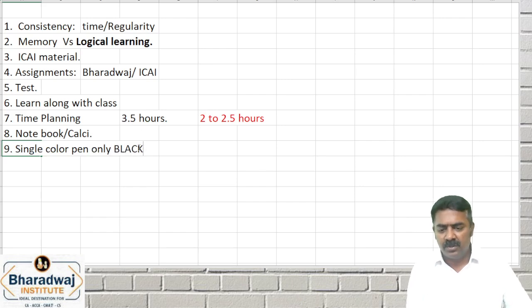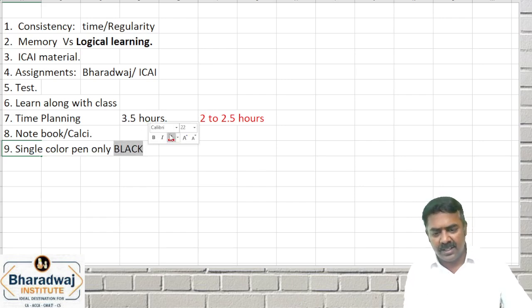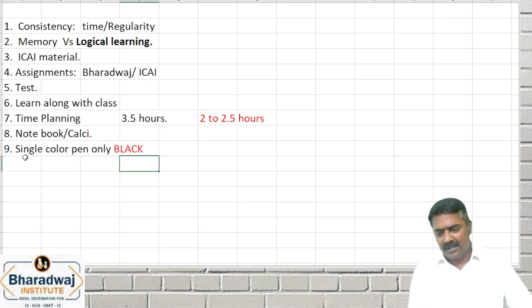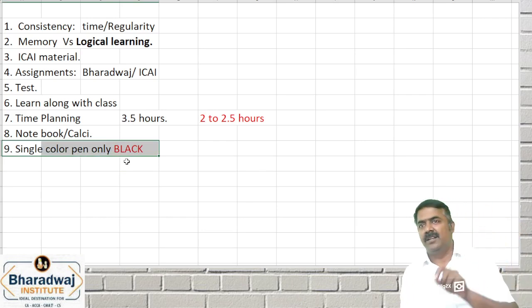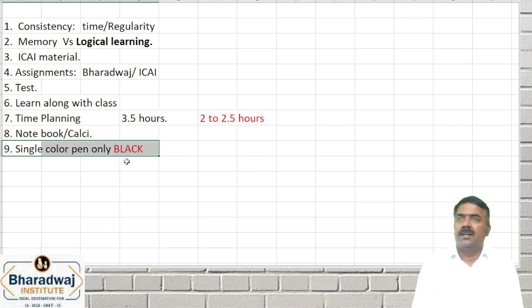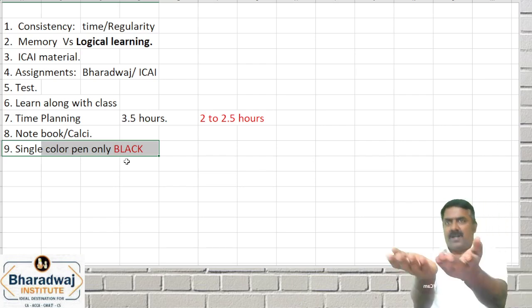What is recommended is black. Sir, can I use blue? That is your sentiment, but ICAI expects which one? Black. Single color pen only. Sir, can I write headings in blue, content in black? No. A single color pen only can be used. So let us practice this in the class.